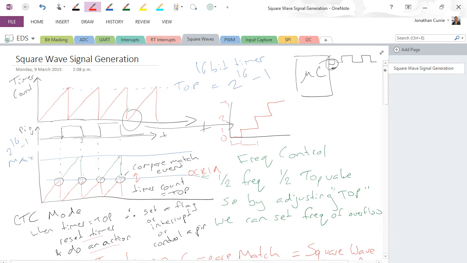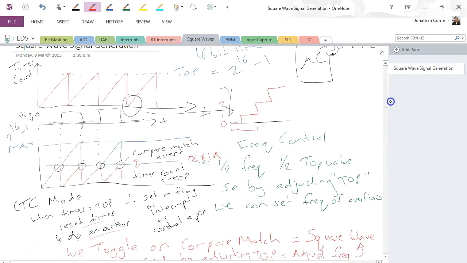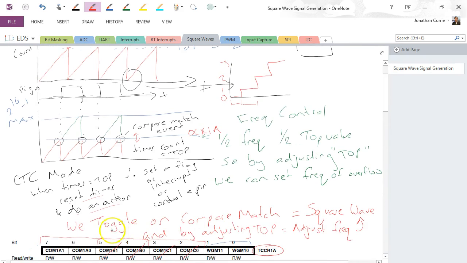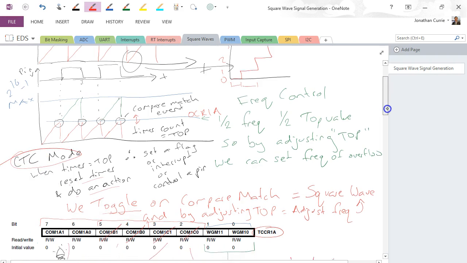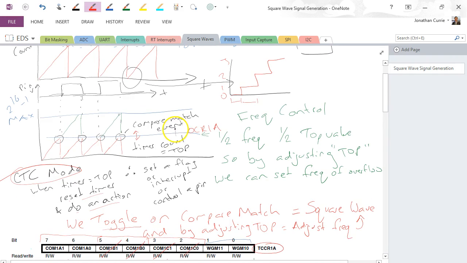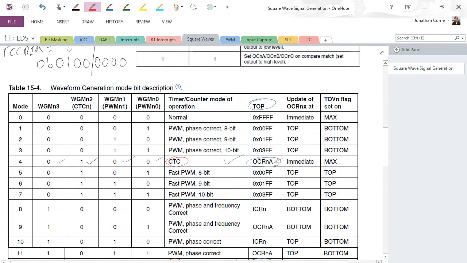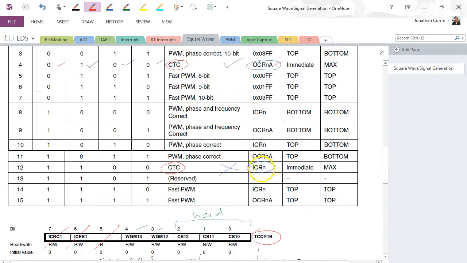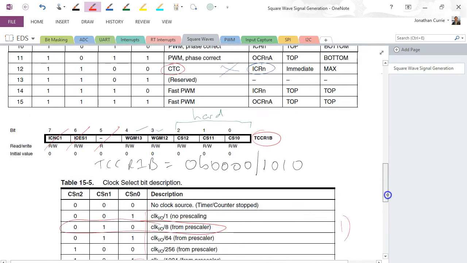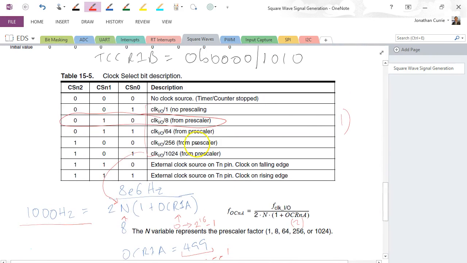So just quickly to summarize, square wave generation, we're using CTC mode. Toggle on compare match, so keyword toggle. We adjust the frequency by adjusting this top value here, which we can set via OCR1A or B or C, depending on which channel we're using. And of course, we use the OCR value, not the input capture register value there. And so the only hard bit was basically a little bit of trial and error here to get this equation to make sense.